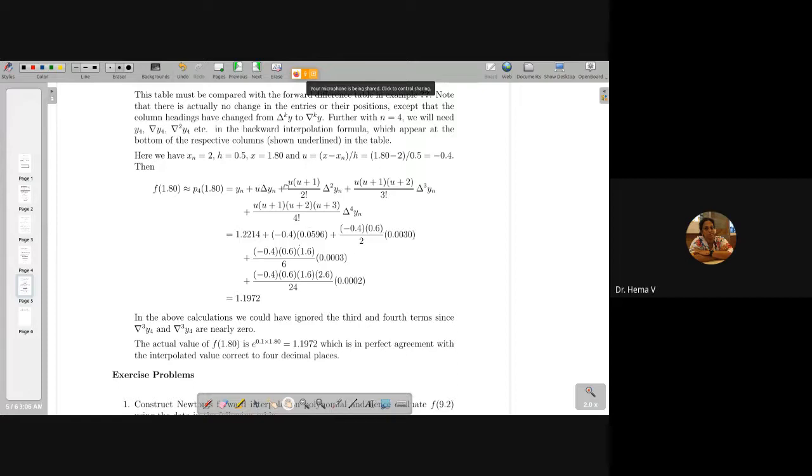Okay, this is how we compute the values. And if you are asked to compare with the original value, you can substitute in the function and find it out like this. Okay, now we can stop here.